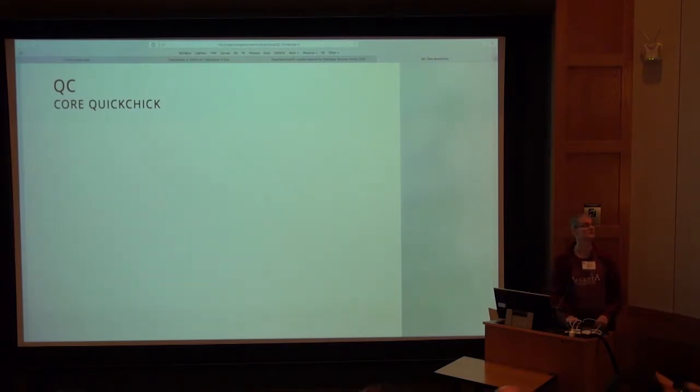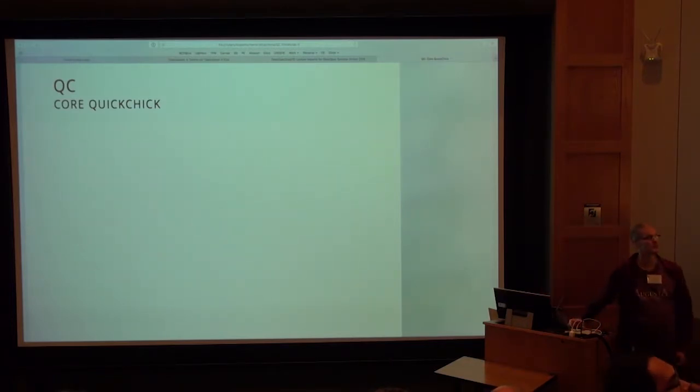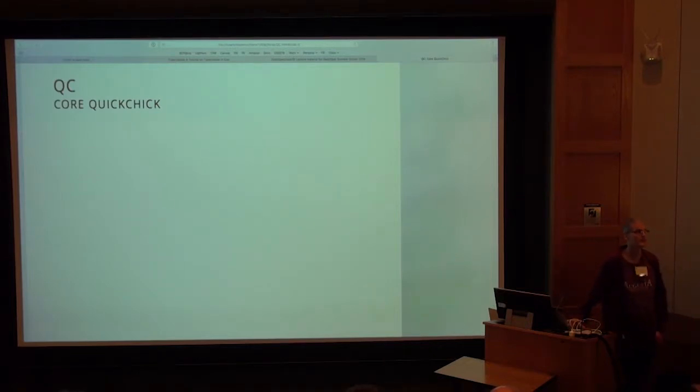Yes? So, for example, if you have a branch, you just chase it. Does QuickCheck guarantee that you're going to check all three paths?